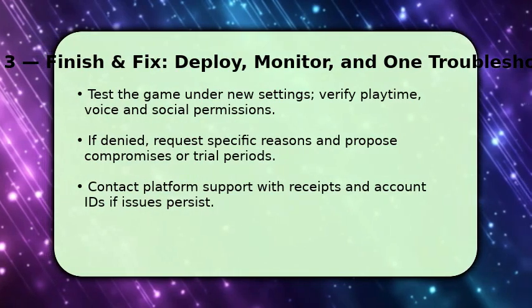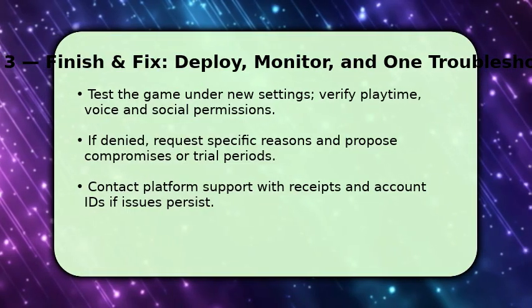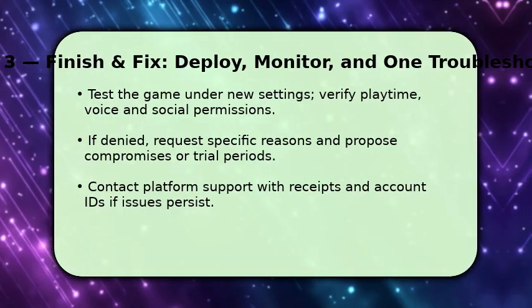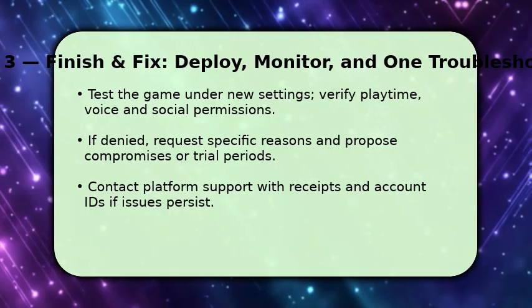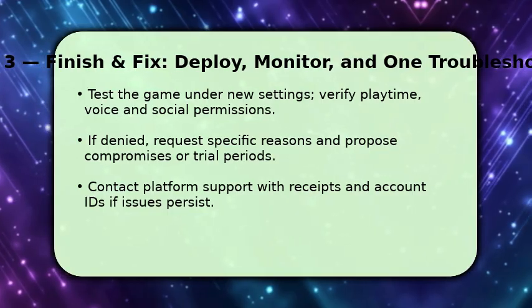Finish by testing the updated settings together. Launch Gorilla Tag, check voice, friends, and session length. If something still blocks access, ask the family manager why and offer a compromise: short trials, supervised matches, or stricter time limits. Once done, document what worked and what didn't.